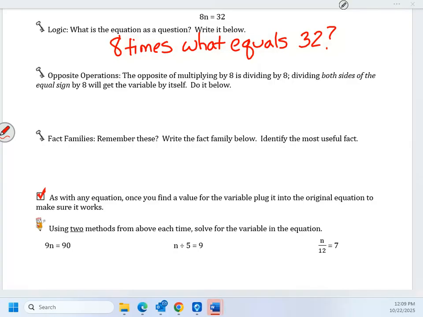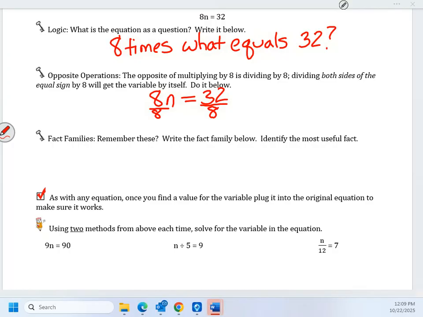Now let's think about the opposite operations. The opposite of multiplying by 8 is dividing by 8. So dividing both sides of the equal sign by 8 will give the variable by itself. Remember, we have to balance it out. Whatever you do to one side, you do to the other, because they need to be balanced. So if we have 8n equals 32, I like to do the division bar.